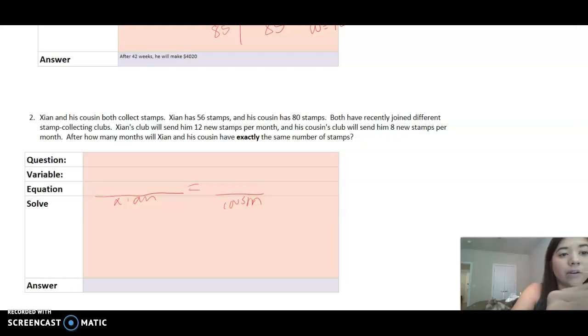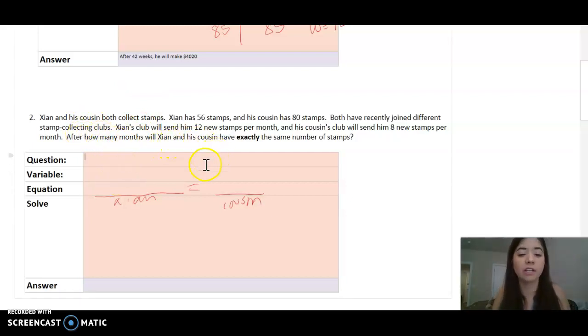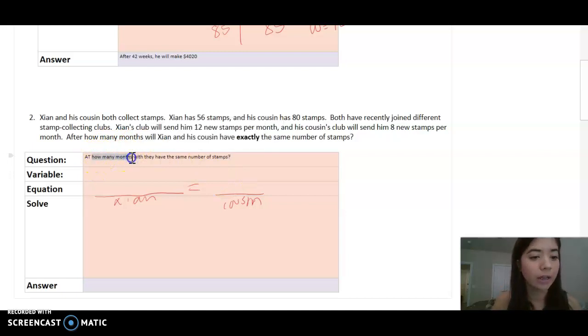But before we get to that, let's go ahead and find these pieces of information, right? So the question here is, after how many months will Zion and his cousin have the exact same number of stamps? Okay, at how many months will I have the same number of stamps? So it's saying at how many months. So I'm going to use M for months. So that's what I'm trying to find, is months. M goes great with months.